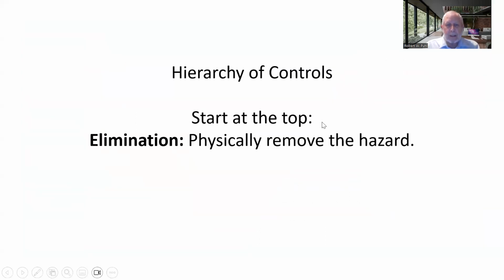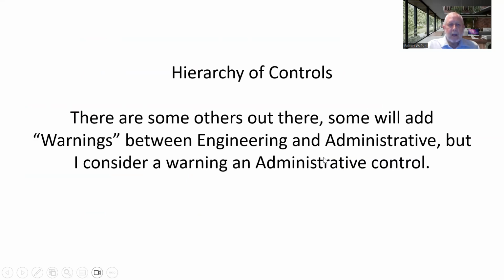So we start at the top, elimination, again, physically remove the hazard. There are some others out there. Some will add warnings between engineering and administrative, but I consider a warning an administrative control. So you'll see some hierarchy of controls out there. Again, you'll see lots of them out there, just like you'll see risk matrices. But you have to pick one. This is the one that I picked, and I think it's the best one. So warnings I consider to be an administrative control.